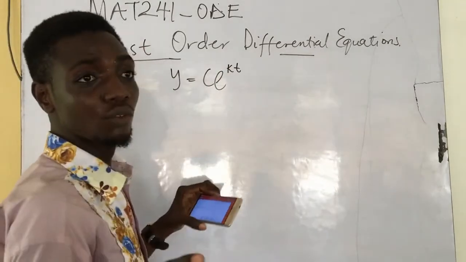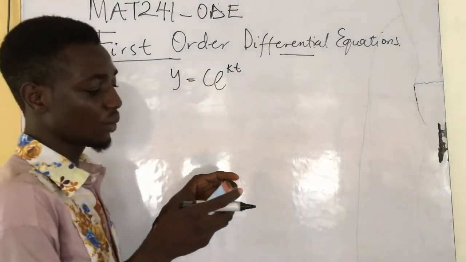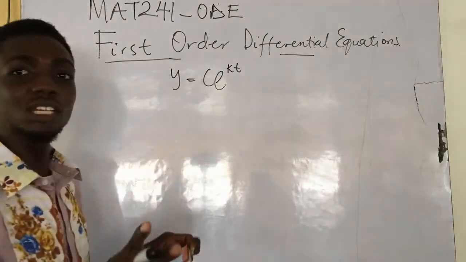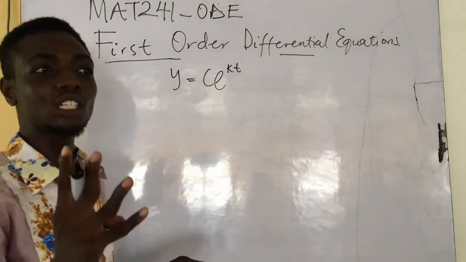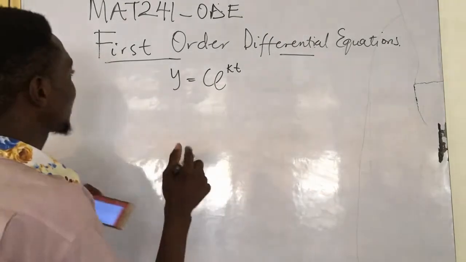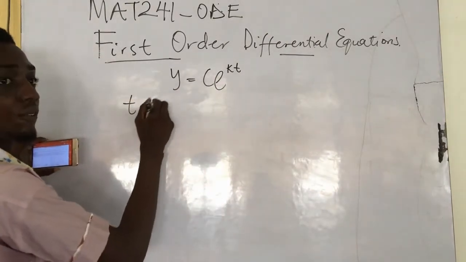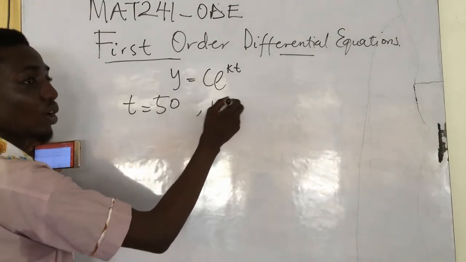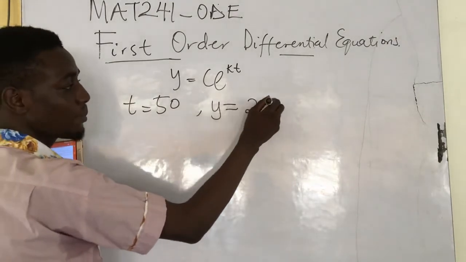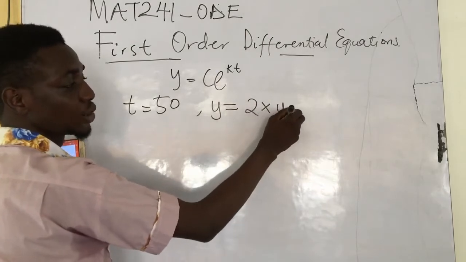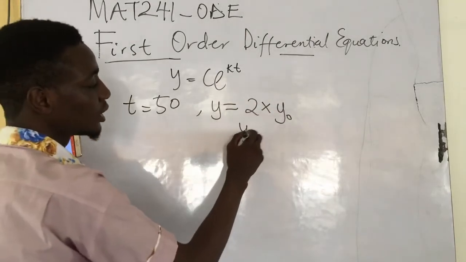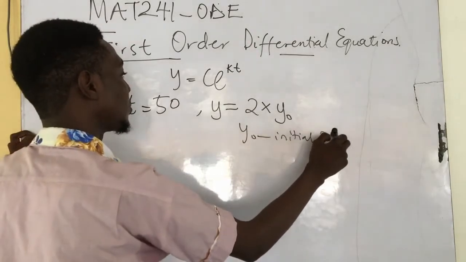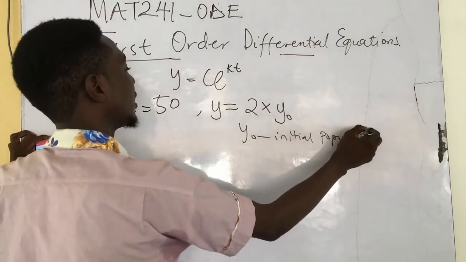Now, first of all, we are told at the beginning of the question that the population of the country doubles in 50 years. So that means when t is 50, our y will be equal to 2 times the initial population, okay? Y naught is the initial population.